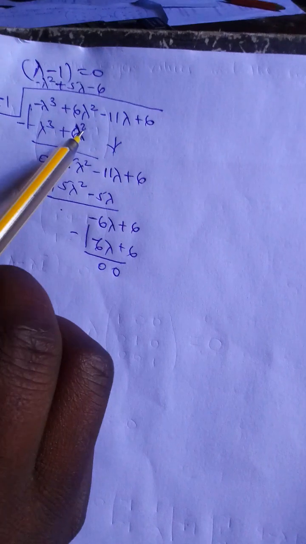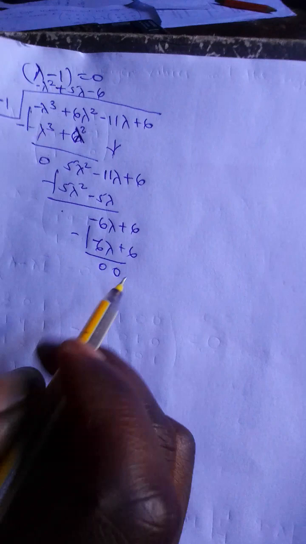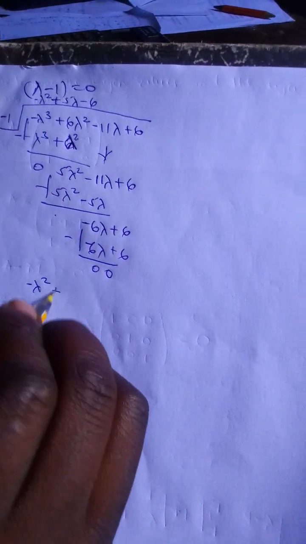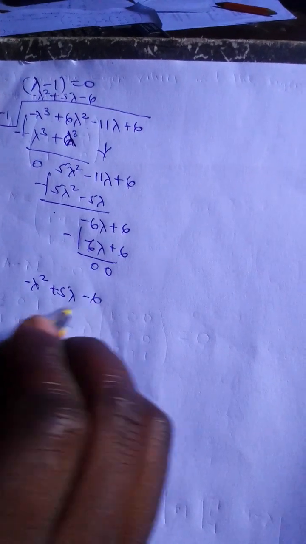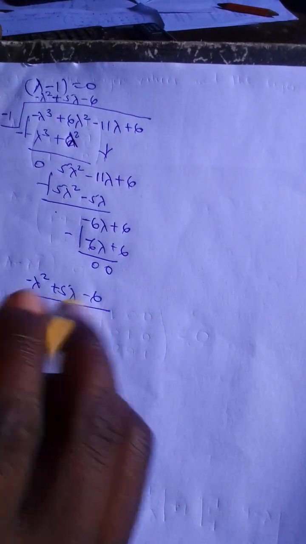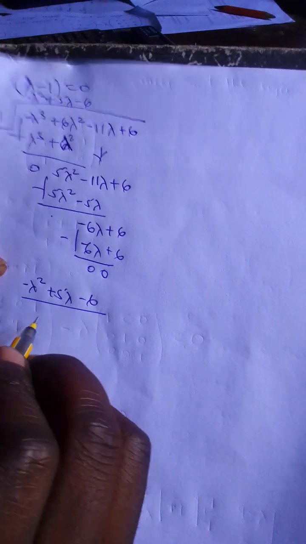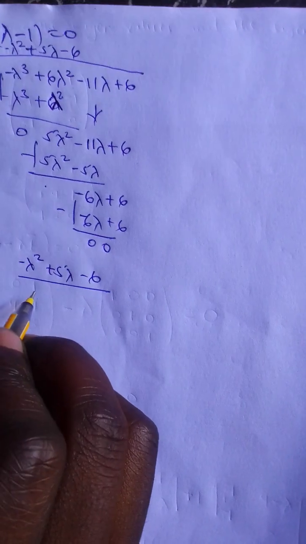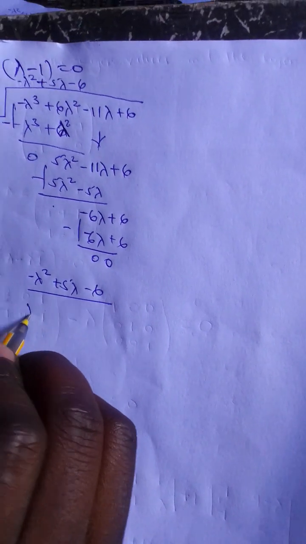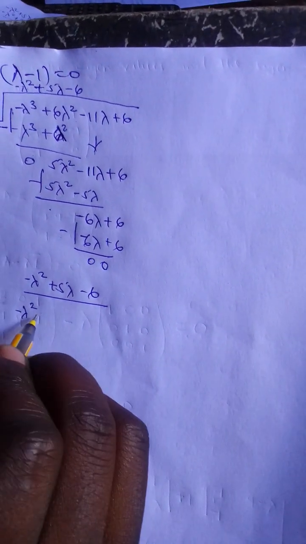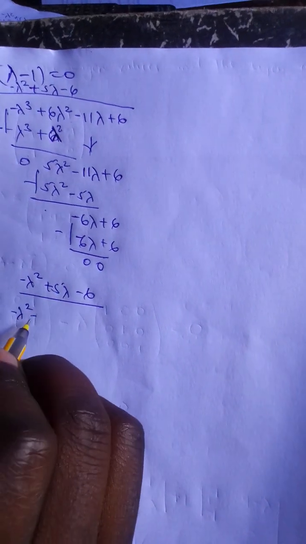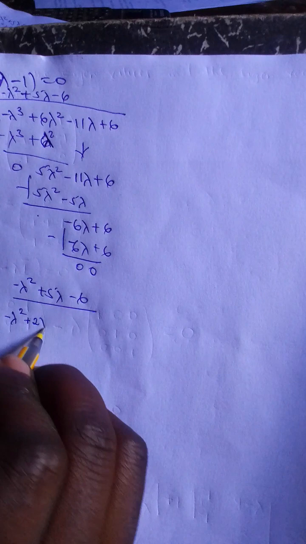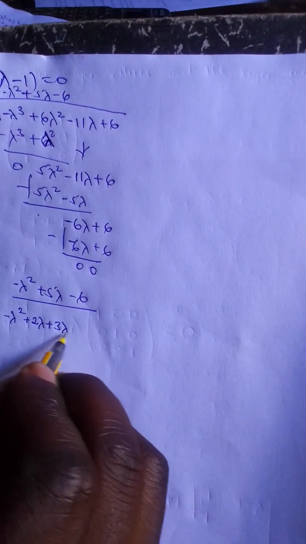So when we divide all this equation, we shall have to get our equation as negative lambda squared plus 5 lambda minus 6 as another equation. Then here we factorize out this one, whereby it will be minus lambda squared. Then the factors whereby we can add and get 5 will be plus 2 lambda plus 3 lambda. When we add this one, we get 5 lambda minus 6.